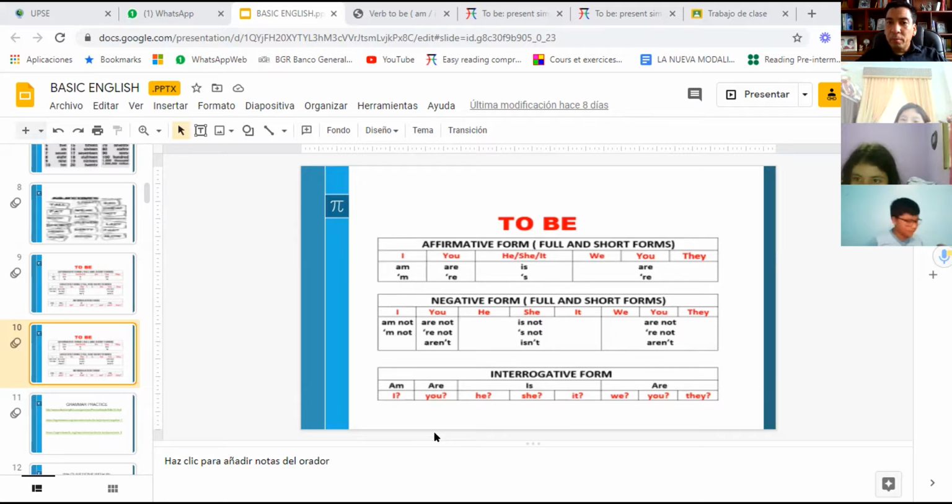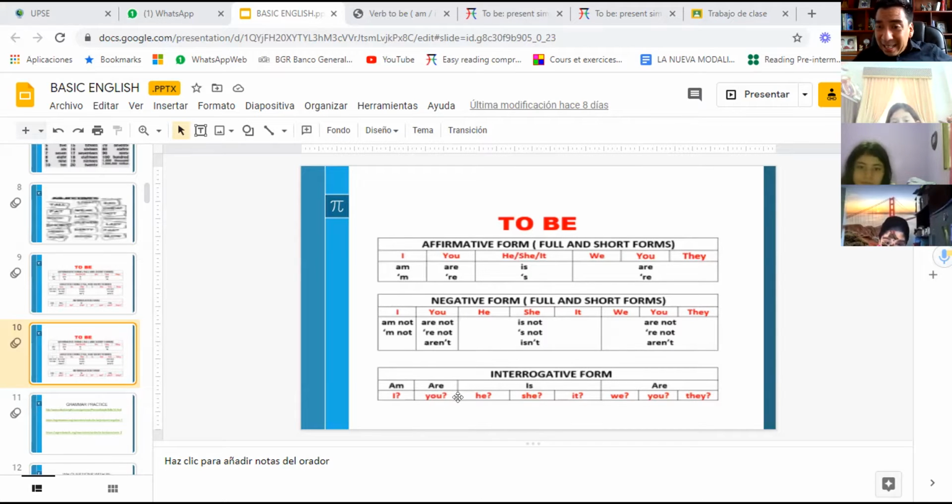Ok, so this is simple. Every time that you want to make questions with the verb be, you only change the position of the verb and the subject. Simplemente cambia la posición del verbo y del sujeto. Now the verb is first. Ahora el verbo va primero. How is that, teacher? Veamos. Okay. Am I? ¿Sí ven? El verbo be va primero. Are you?